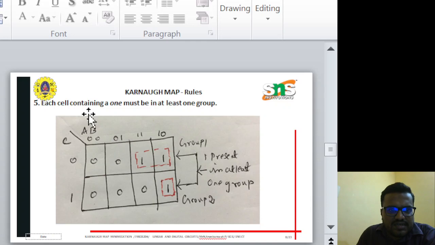Our next rule is that each cell containing a one must be in at least one group. So in this case, if you are mapping the ones one by one with each other, we will get some answers. Or else we may move to another case. Suppose in this case you are not mapping with the neighboring cells, then we can mark it as a single group, a least one, because it doesn't have any neighbor value, so we can move straight away. Or else we can map it one by one with each other.